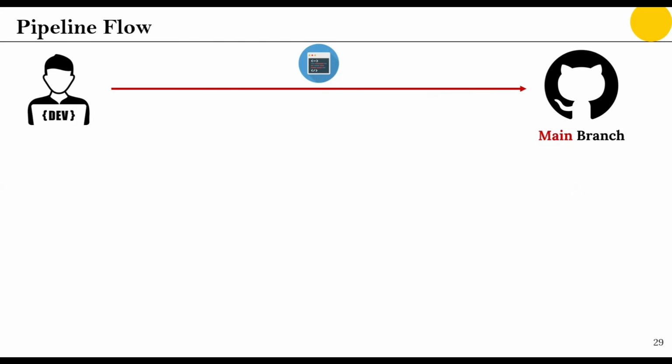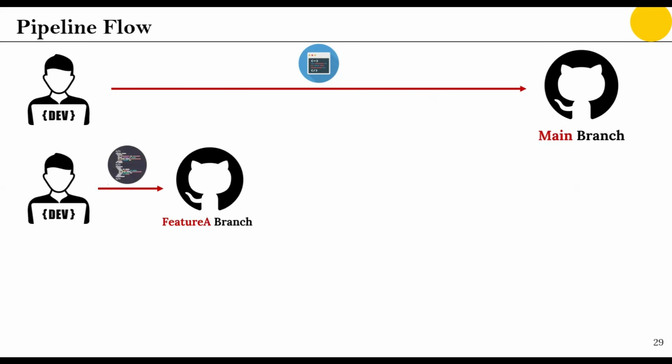Now, once version 1 of the application is running, let's say developer wants to update the code. So when developer wants to update the code, what developer will do is create the feature branch from the main branch. So here developer wants to update the code, and that updated code will be pushed to the feature A branch, which is available in the GitHub repository. Once developer pushes the code to the feature A branch, then he will raise a pull request.